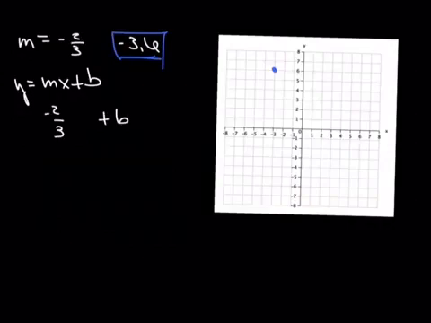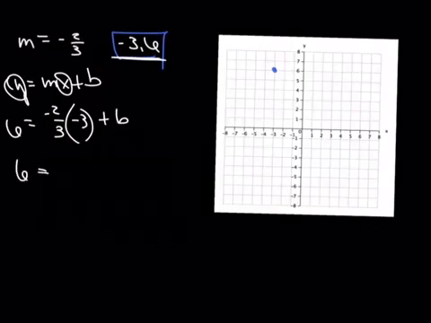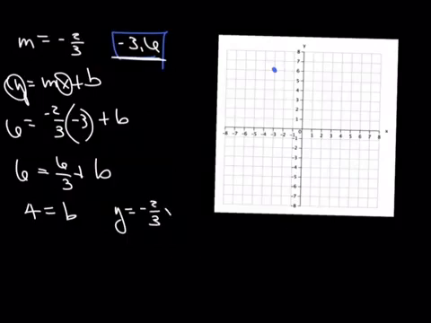We don't know the b, but we know an x and a y, right? That's what these are. So our y is a 6, and that equals negative 2/3 times negative 3. And look what we have. We have one variable in this one equation. So 6 equals 6 over 3 plus b. So we have 4 equals b when we're done. So our equation is y equals negative 2/3 x plus 4.